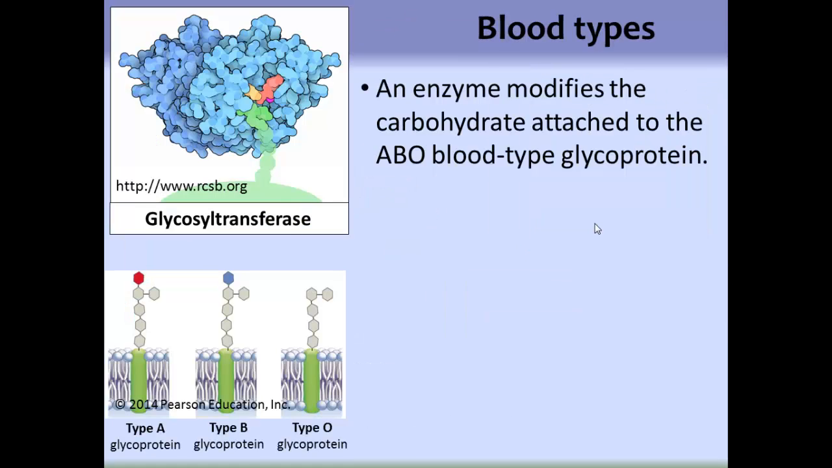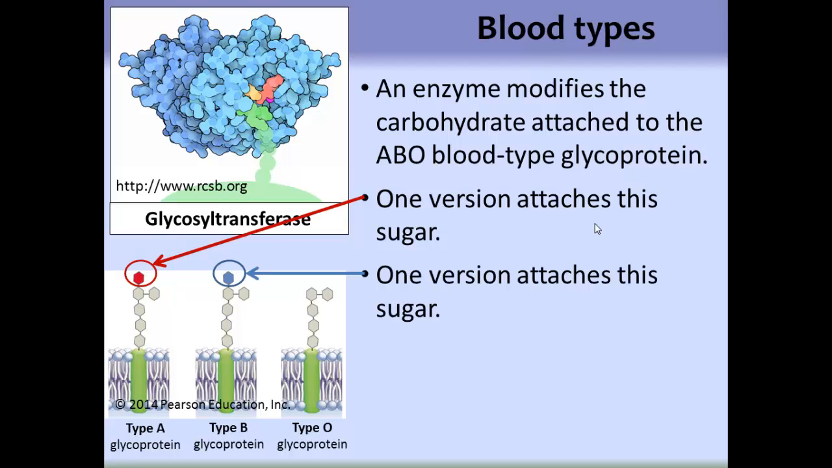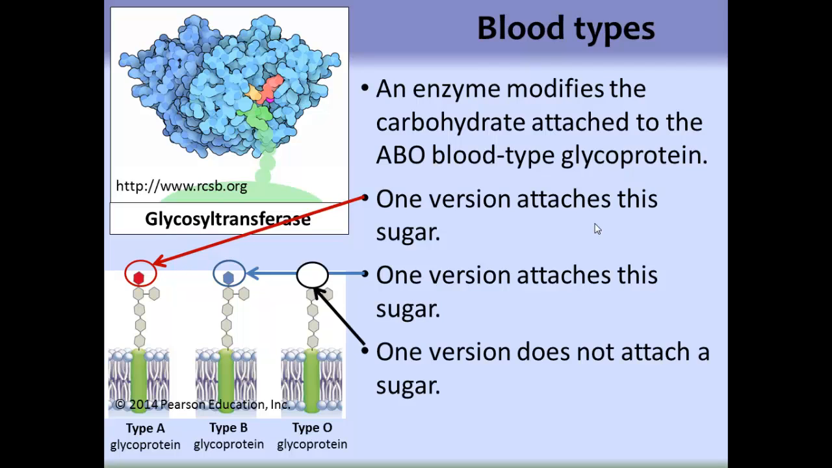What this gene codes for is an enzyme that modifies the carbohydrate that's attached to the ABO blood type glycoprotein. There's one version of this enzyme that attaches this sugar that makes it a type A glycoprotein. There's another version that attaches a slightly different sugar at the end. And finally, there's a version that doesn't attach any sugar in that place, which leads to it being a type O glycoprotein.